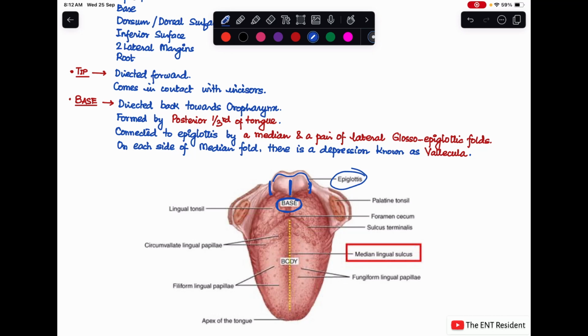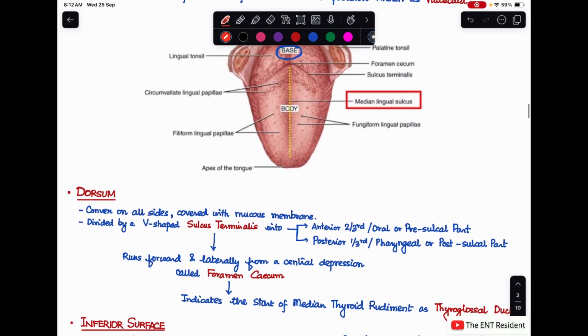Now, as a result of this, on each side of the median fold, a depression forms. As you can see over here, these two depressions are known as the vallecula. Next, we move on to the dorsum of the tongue. The dorsum of the tongue is convex on all sides and it is covered with mucous membrane.